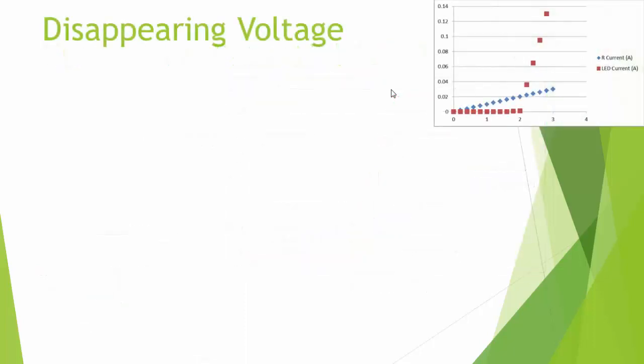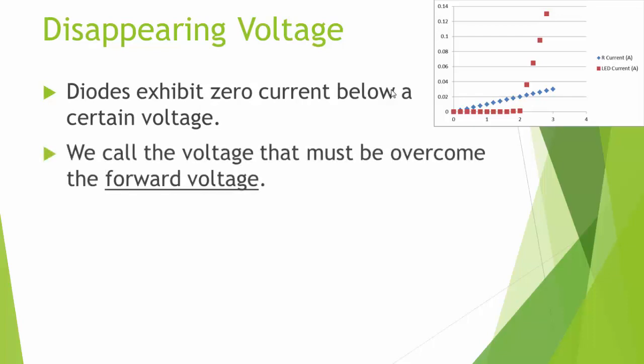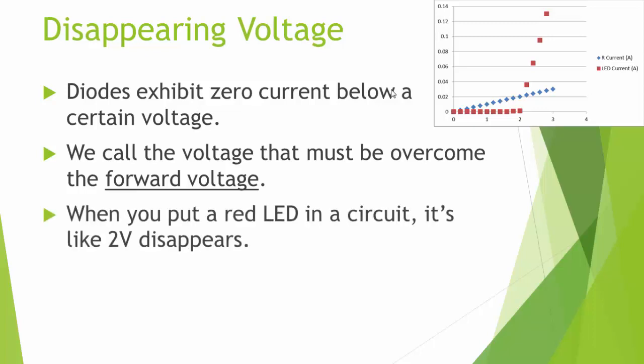Now, as we're discussing this, we can start by first talking about the idea that we can increase the potential on this component and we see no current. It's like the voltage isn't even there. So diodes and LEDs exhibit zero current below a certain voltage. We call the voltage that we have to overcome the forward voltage or the forward voltage drop.